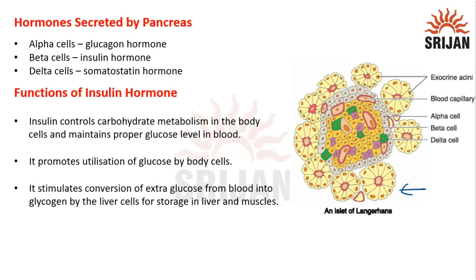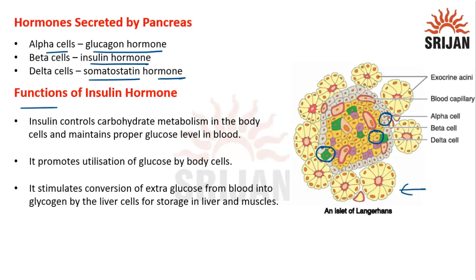So if we see in the diagram, these are the alpha cells that secrete glucagon hormone. Then these are the beta cells that secrete insulin hormone, and these are the delta cells that secrete somatostatin hormone.